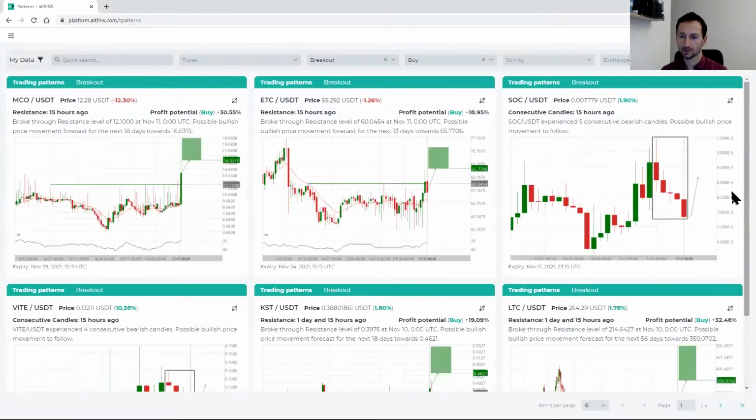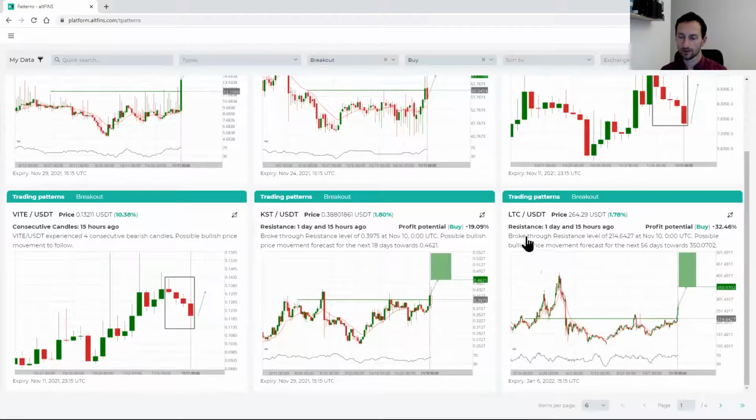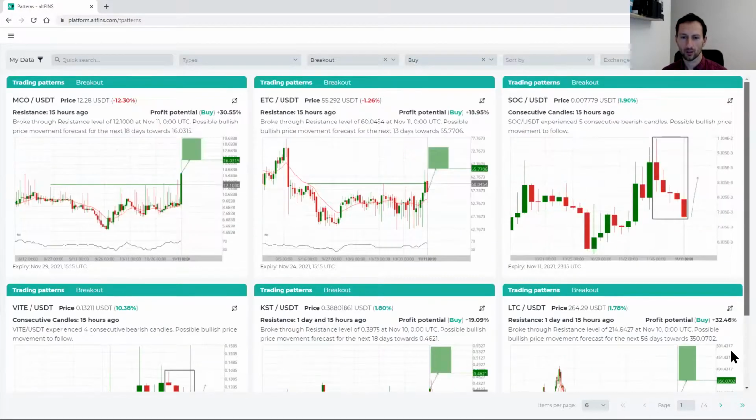It says here that the anticipated number of days that this pattern could take to reach the price target is 56 days. That seems like eternity, but for 10 days, I would probably put the trade on.